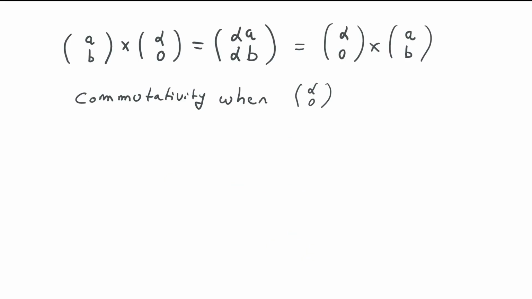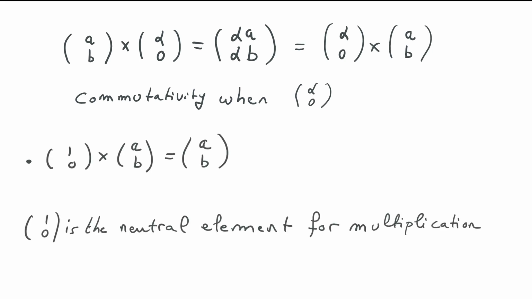Now I can generalize this for any value of alpha different than 3, and this, by construction, is also commutative. There is also another property, that I can now deduce the neutral element, and this is the pair 1, 0 for multiplication.